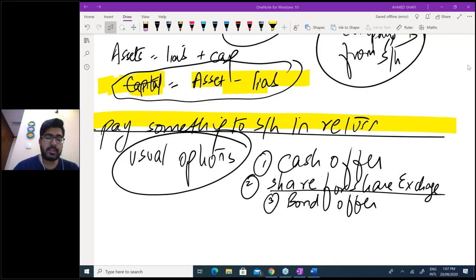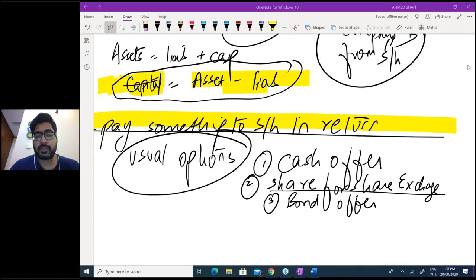So when you take shares of company B from its shareholders and give them cash, this is called a cash offer. When you take shares from company B shareholders and give them shares of the new company in return, this is called share for share exchange. There is a ratio set in that. And when you take shares from company B shareholders and give them interest bearing bonds, this is called a bond offer.